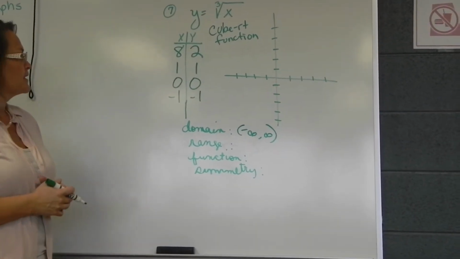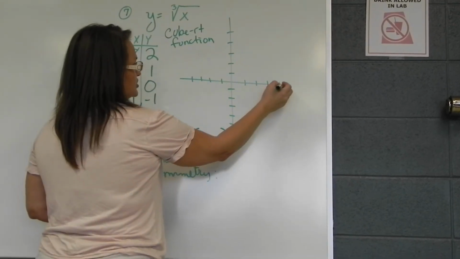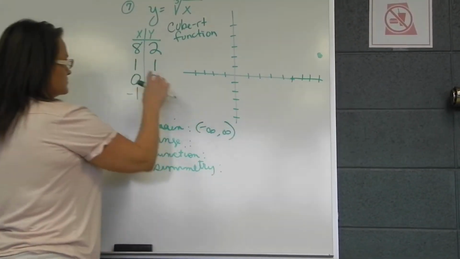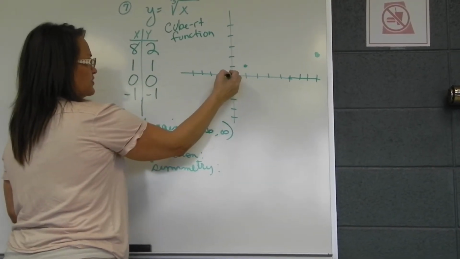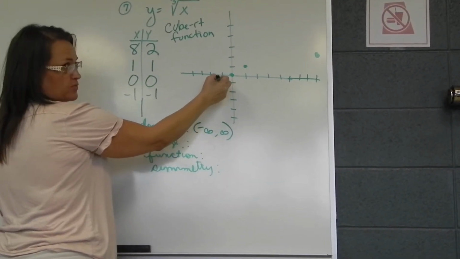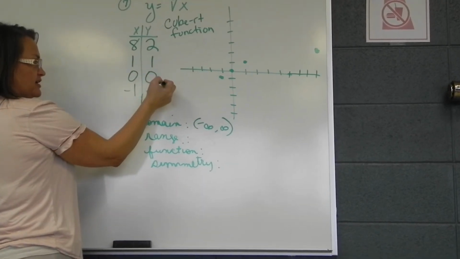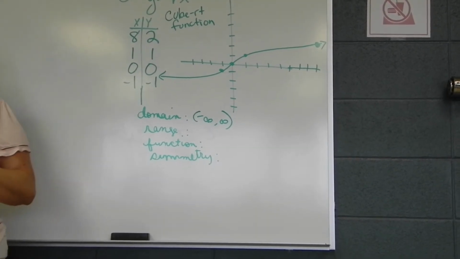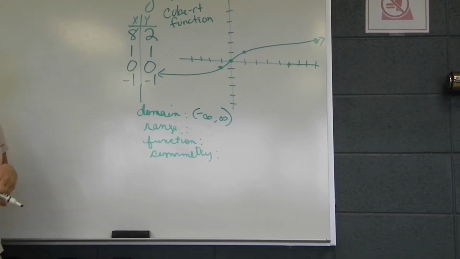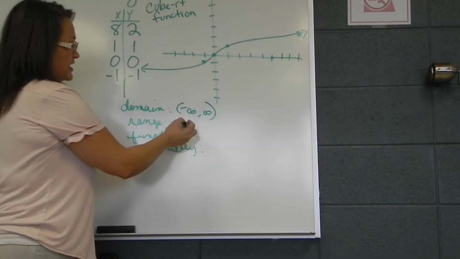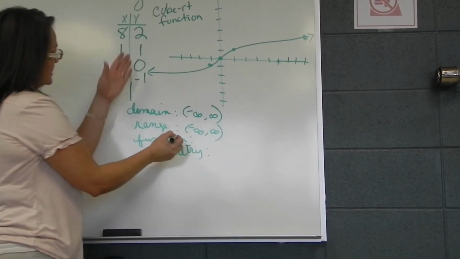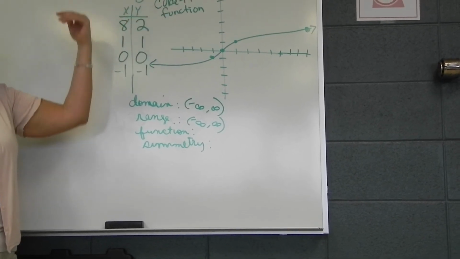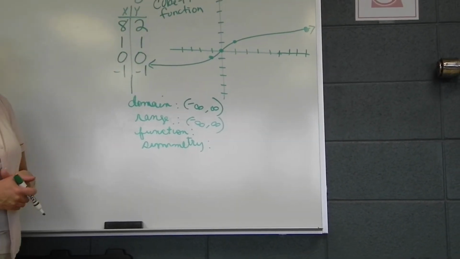Everything goes. Visually, 8 and 2, that'd be over 8 up to 1, 1, 0, 0, negative 1, 1, and then there will be negative 8, negative 2. It looks something like that. Kind of swirls around the x-axis. So the range was also negative infinity to positive infinity because I can get positive or negative y values output. When you cube root a negative, it's still negative, so you have positive or negative answers.